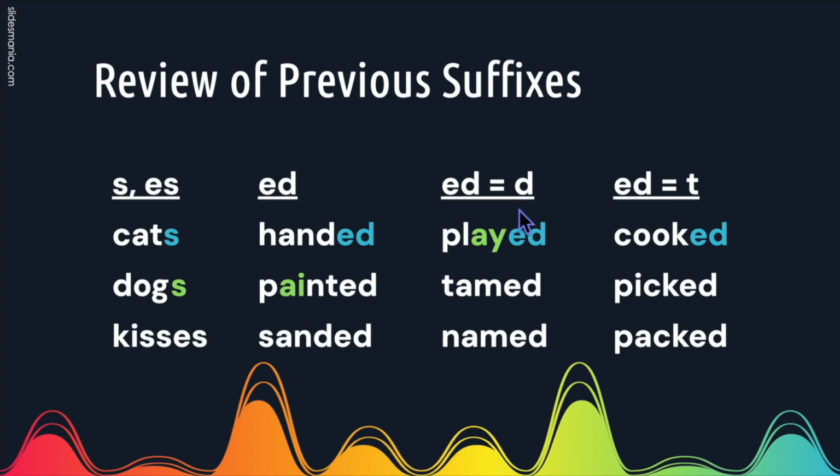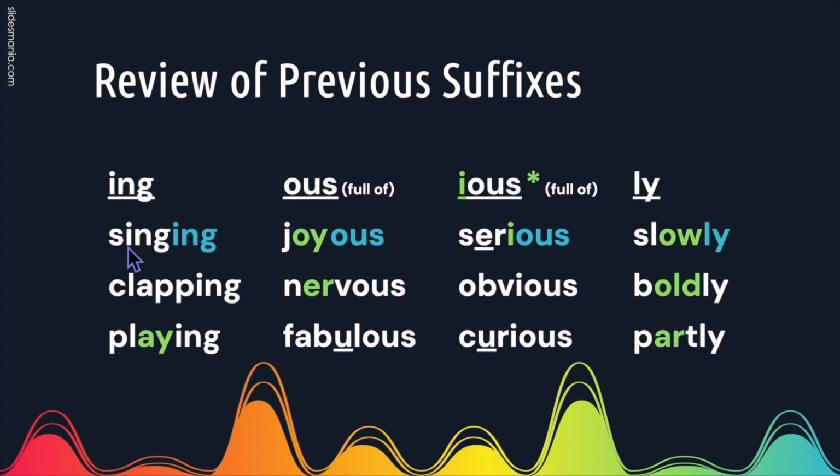It can also sound like the letter D, AY says A, like in played, tamed, and named. Finally, it could sound like the letter T, like in cooked, picked, and packed. ING says ing, like in singing, clapping, AY says A, playing. OUS is pronounced us, and it means full of. OY says oi, so this word is joyous. Joyous means full of joy.